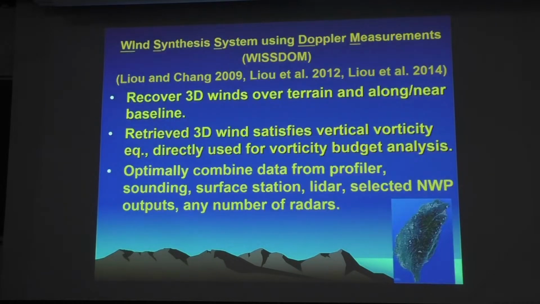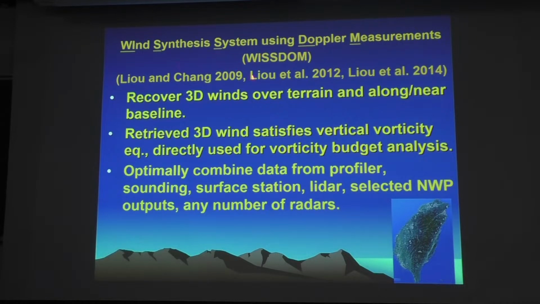Now let me start to talk about my own research. I joined NCU more than 20 years ago. In the first few years, I used the traditional dual Doppler analysis technique to analyze the weather system in Taiwan. Then I realized that the terrain in Taiwan is a big problem. I needed a technique that can handle the terrain. So that's the reason I developed the system called WISDOM.